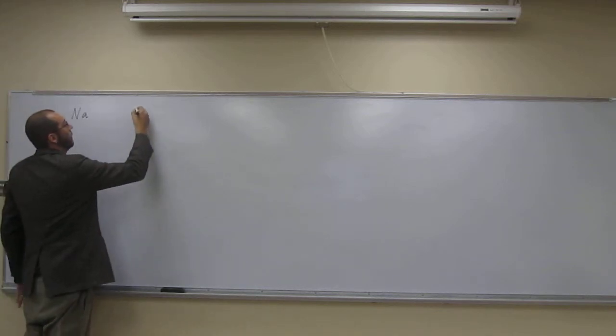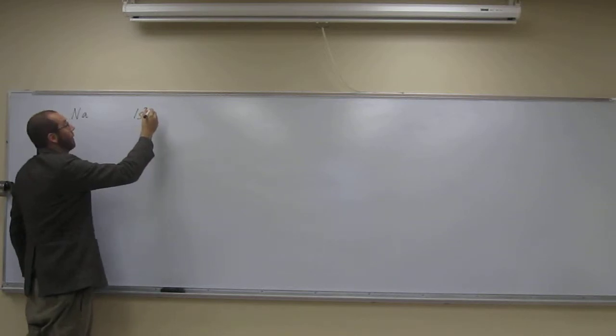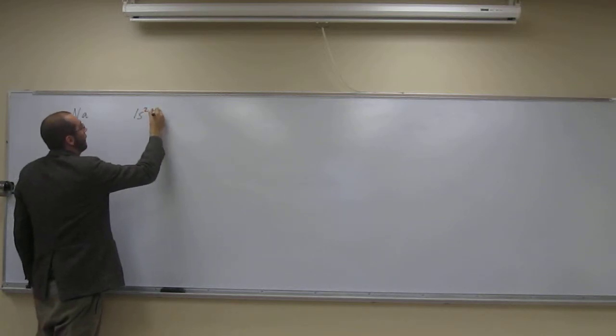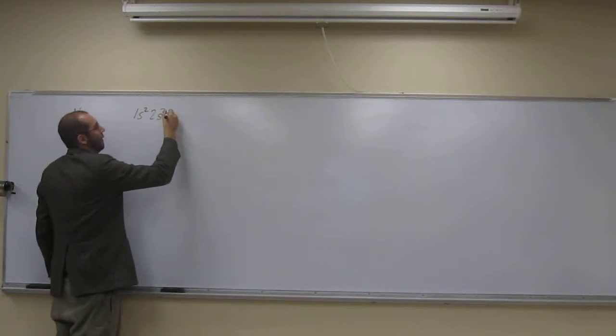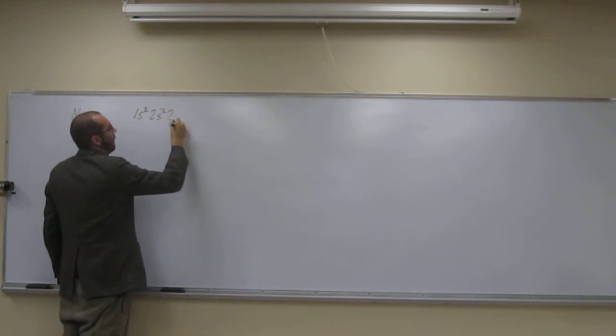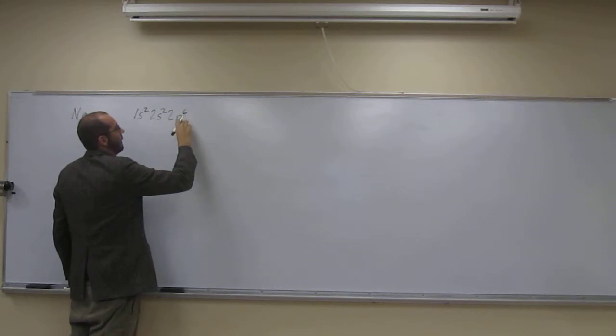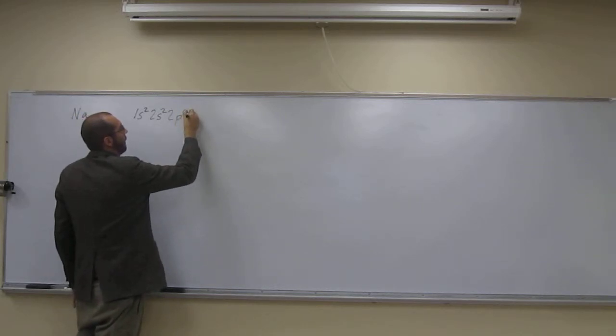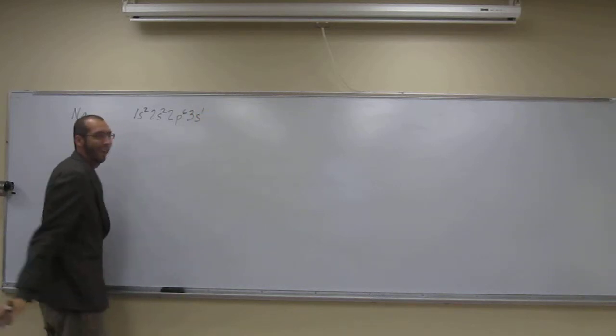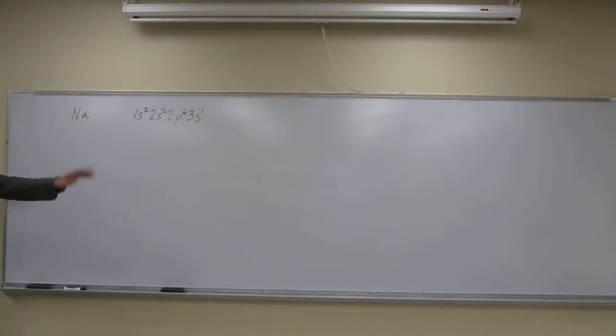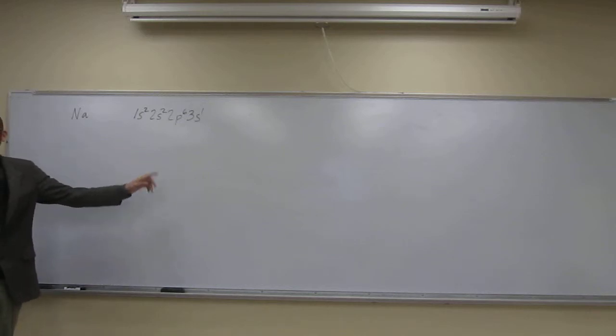So what is it first? 1s2, right? Next? 2s2. And then 2p6. And then 3s1. Okay, so that's the electron configuration. Learn how to do your electron configuration.